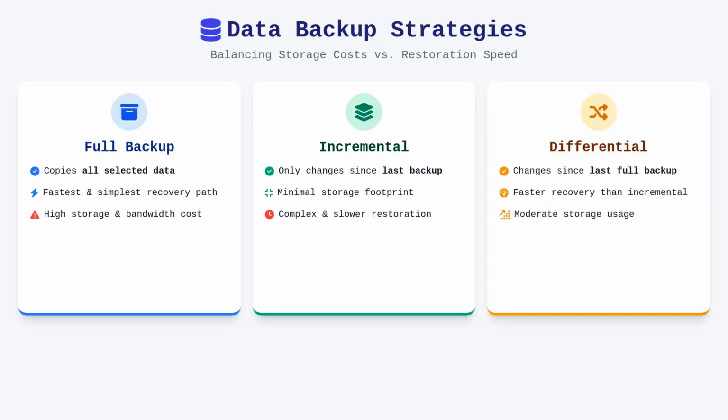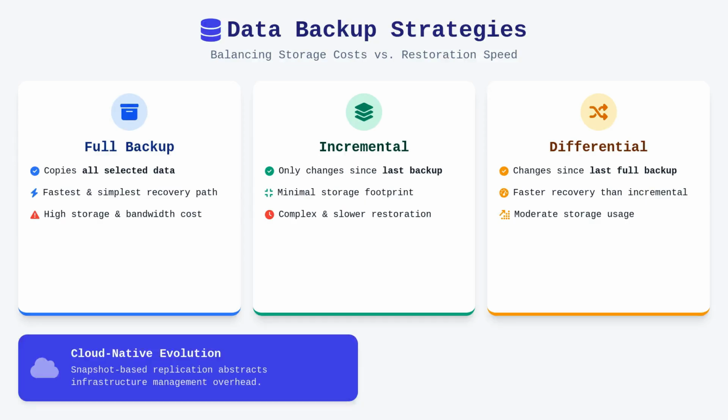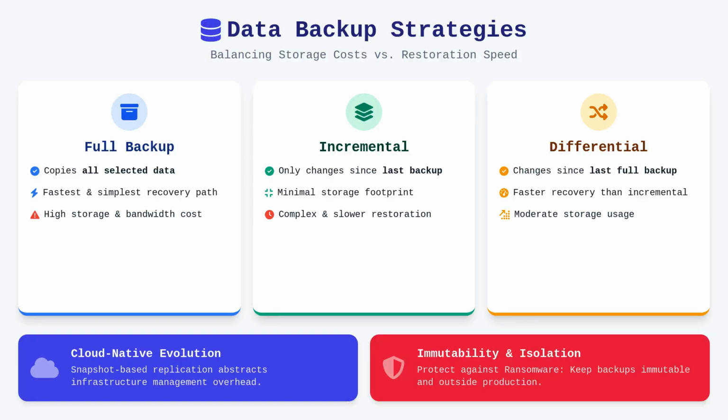Differential backups, in contrast, store everything that has changed since the last full backup, which accelerates the restoration process by requiring only the full source plus the most recent differential file. In modern cloud-native environments, these concepts have evolved into snapshot-based replication, where the provider manages the infrastructure, effectively abstracting the management overhead. Regardless of the technical implementation, you must ensure that backups are treated as immutable assets that exist outside the production environment to defend against scenarios like ransomware that may attempt to encrypt your local backup pool as well.